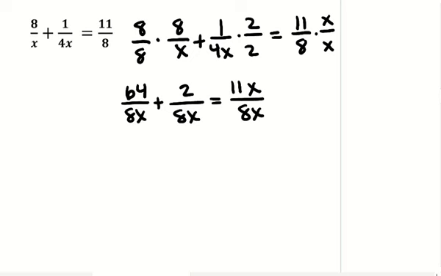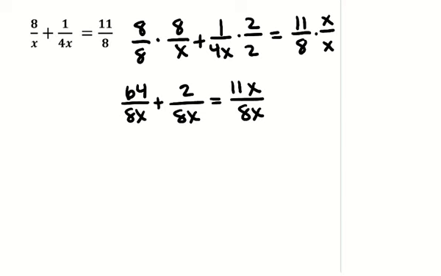And then what we can do is we can take both sides of the equation and multiply them by 8x, which will functionally kill off the denominators. And then we can just have it down to 64 plus 2 is equal to 11x. And that sounds pretty promising.